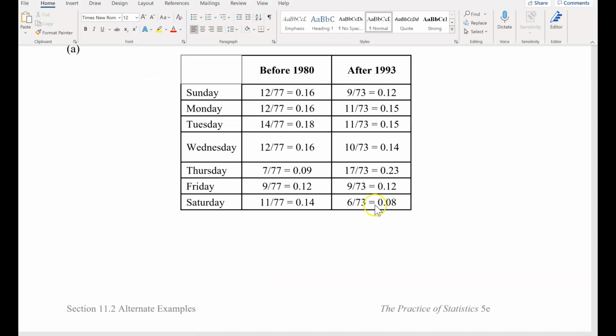The conditional distribution would look like this, and when we get to Thursday, rather than just using our eye test, we can see that 9% of babies were born on Thursdays before 1980, but in the group that came after 1993, 23% were born on that day. That seems, for appearance's sake, to be pretty significant. And after 1993, notice there's only 8% born on a Saturday. Nobody's going to schedule C-sections on Saturdays.